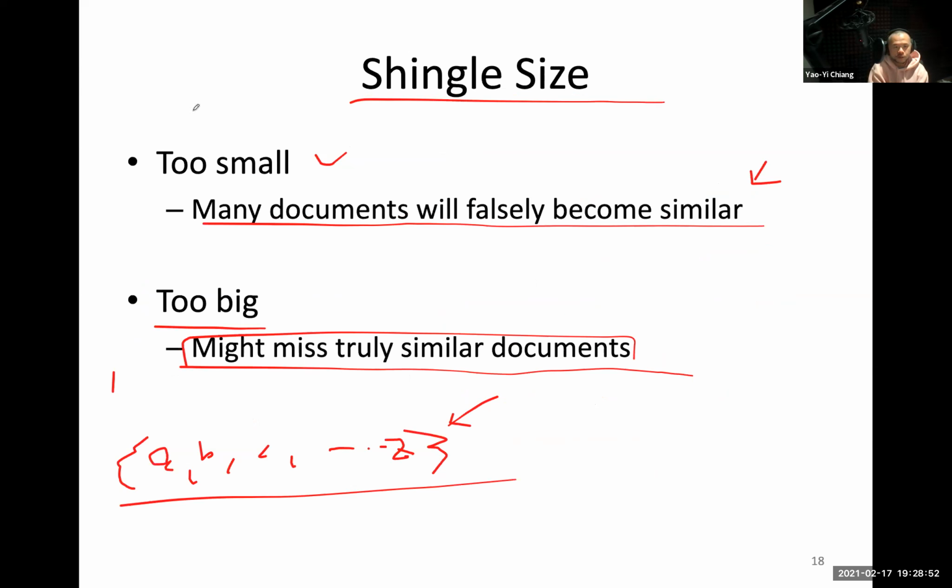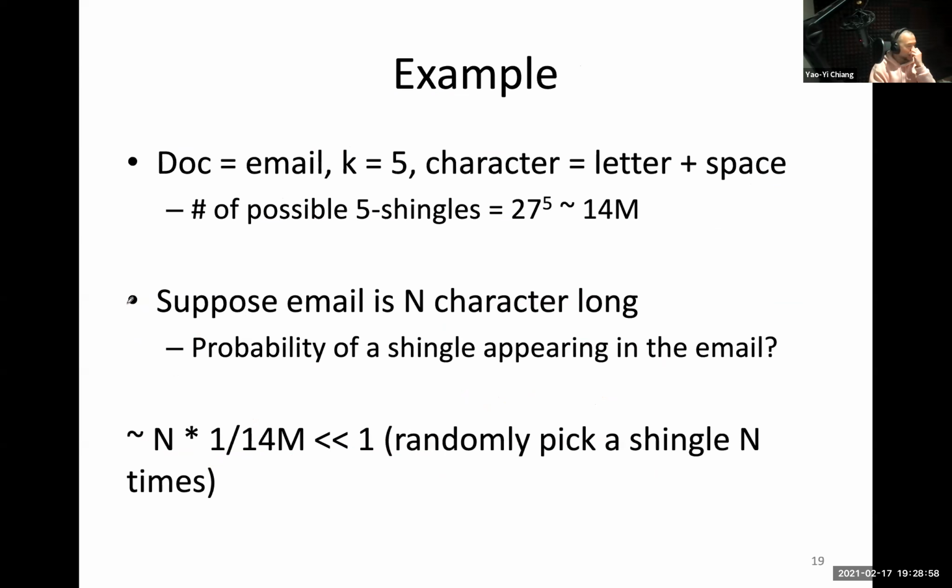Okay, so you don't want it to be too small, you don't want it to be too big, but how do we decide? Well, in general, if we are processing English documents and the documents are emails, you use K equal to 5. So these are empirical numbers. What you will usually do is look at your documents, take a small sample, try different shingle sizes, then figure out which one you like. But for email, let's say K equals 5 and your characters are letters, alphabet plus space. Then you just remove anything else.